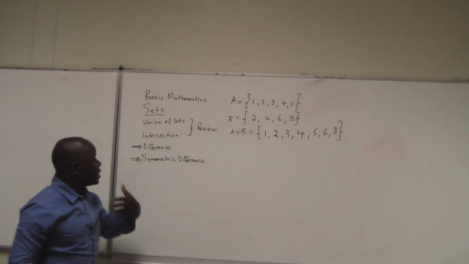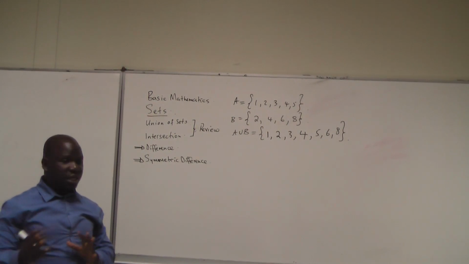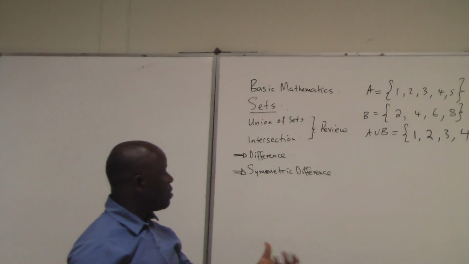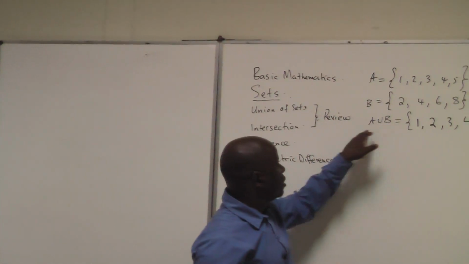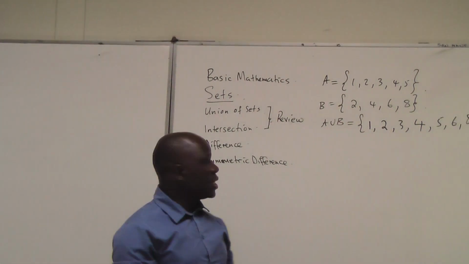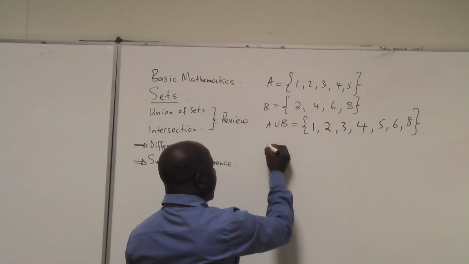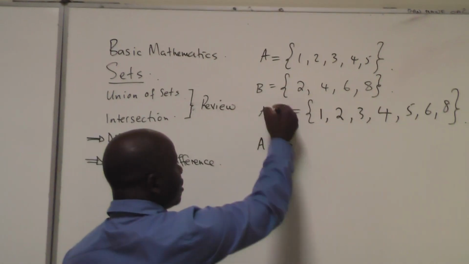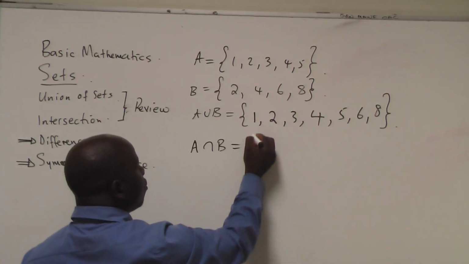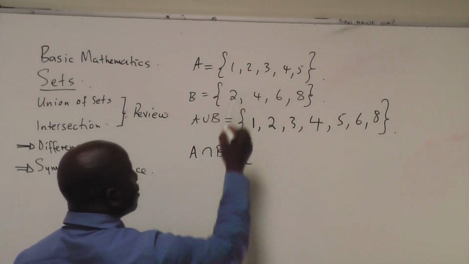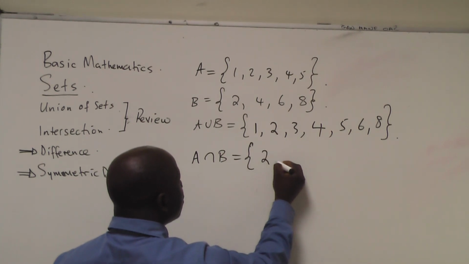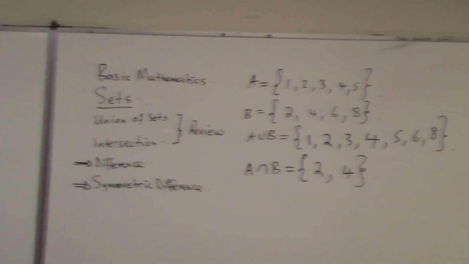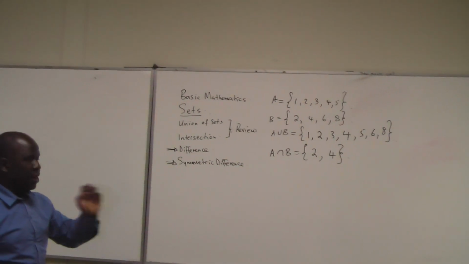Now, what is the intersection? The intersection is straightforward. Basically, common elements: the new set that is made up of common elements between the two individual sets. So, A intersection B, and I want you to take note of the sign. Union, intersection will be the set that is 2 and 4. So this is the intersection between A and B.